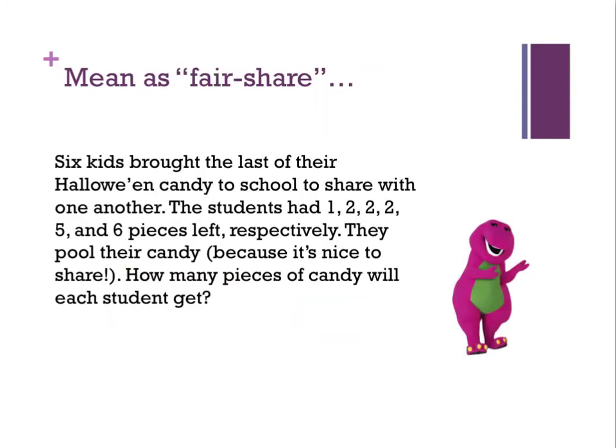Now, there are three ways to think about the mean, and the first one is as fair share. And here we have Barney, because sharing is definitely caring. Let's read through this problem together. Six kids brought the last of their Halloween candy to school to share with one another. The students had 1, 2, 2, 2, 5, and 6 pieces left, respectively.